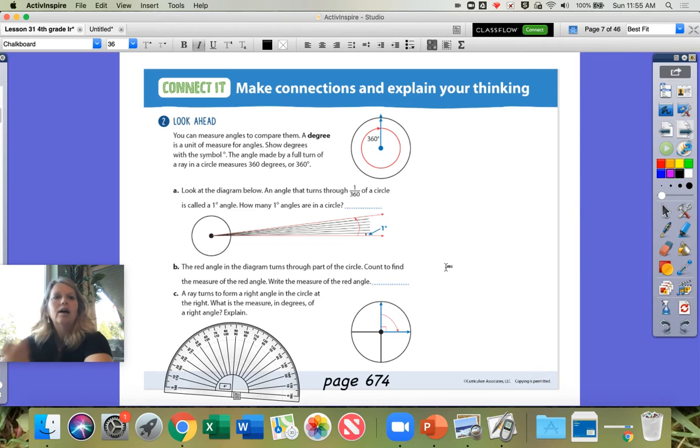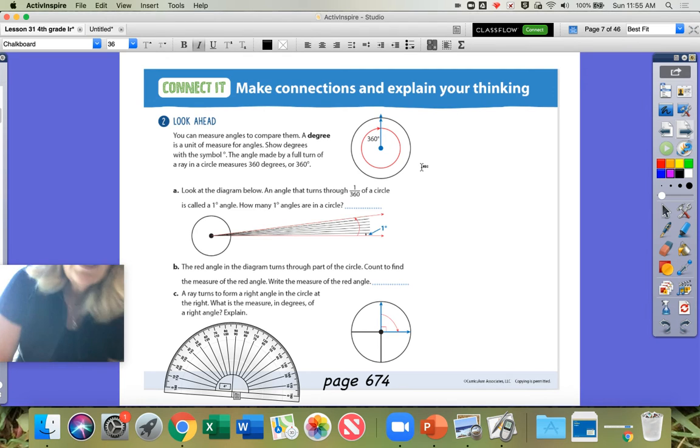Next one on page 674. You can measure angles to compare them. A degree is a unit of measure for angles. Show degrees with the degree symbol, which is that little tiny circle, which I was trying to type in, but I don't know it on my menu. I'll have to look that up. The angle made by a full turn of a ray in a circle measures 360. So that's just that idea. If you completely turn yourself all the way around, that's a 360.